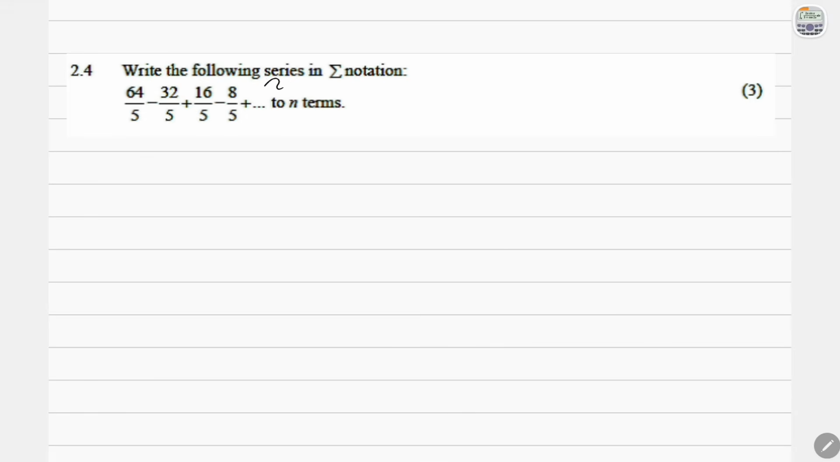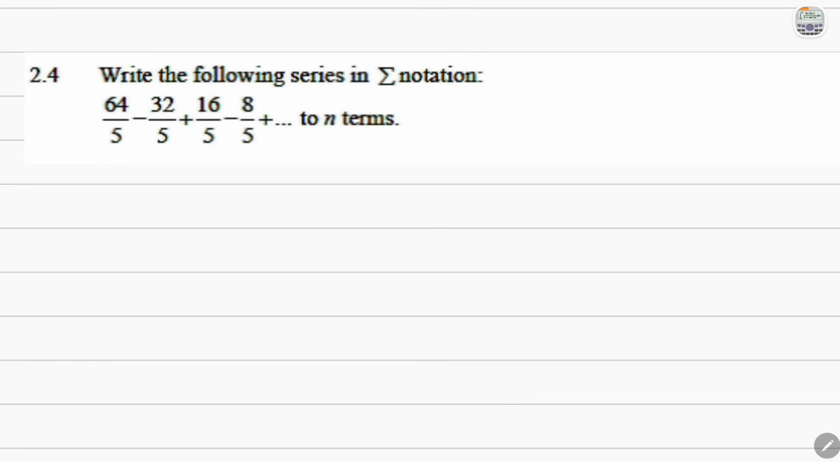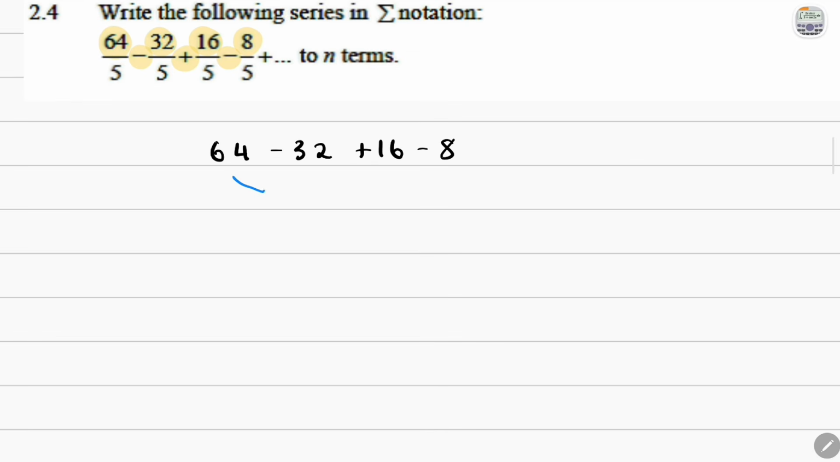Question 2.4 says, write the following series in sigma notation. Okay, so with this pattern, do you see that the only change we're seeing is in these numerators? So 64, then we have negative 32, and then positive 16, and then negative 8. Okay, so that is where the pattern is. And let's just try to see what kind of pattern this is. 64 minus 32 plus 16 minus 8. Half of 64 is 32, half of 32 is 16. So we can see that to get the next term, we're simply multiplying by negative a half. Okay, so that would be the ratio.